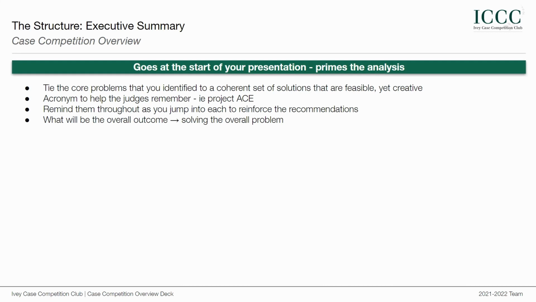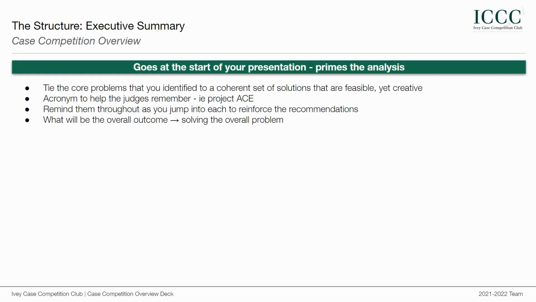So in general, when doing an exec summary, it's really important to tie the core problems to core solutions, as I mentioned before. Another thing you can use to be a little bit creative and flashy is to make your recommendation an acronym. So you can say, introducing Project ACE, and A stands for the first recommendation, C stands for the second recommendation, E stands for the third recommendation.